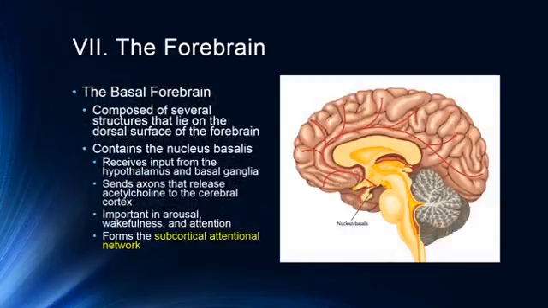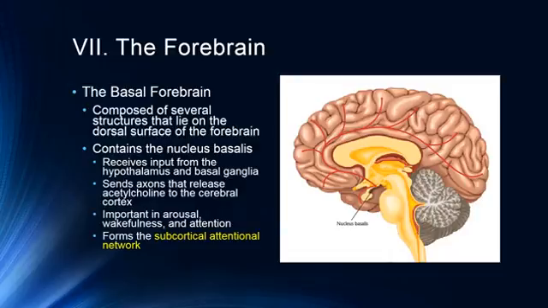This then forms what we call the subcortical attentional network, which is involved in our sense of alerting. And so if we have some sort of warning signal, startle response, that sort of thing, that will activate the subcortical attentional network, which will then focus our attention on important sort of life-threatening information.